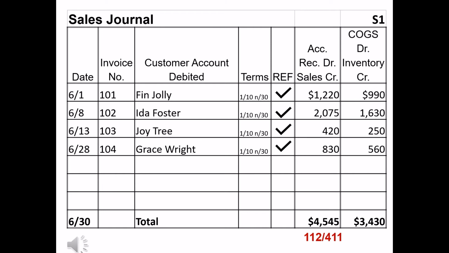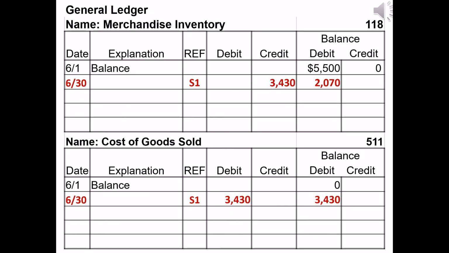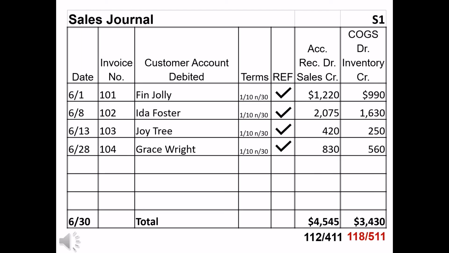Now we'll post the $3,430 to our cost of goods sold and our inventory general ledger accounts. The amounts we post here from our sales journal will decrease our merchandise inventory balance since we're crediting it, and will increase our cost of goods sold balance. The account number for merchandise inventory is 118, and the account number for cost of goods sold is 511. Those two accounts are used as references for our column of cost of goods sold and inventory to note that we posted those to our general ledger accounts.